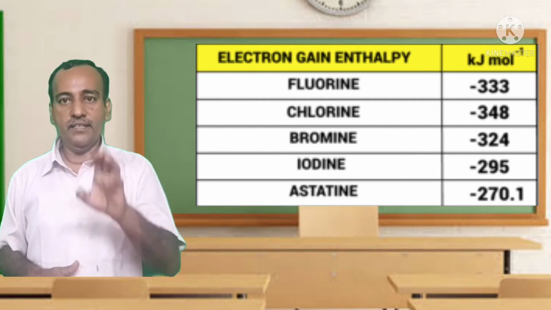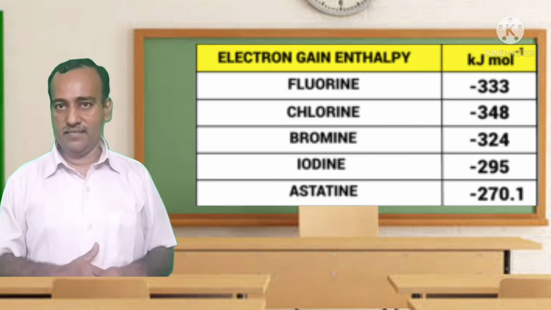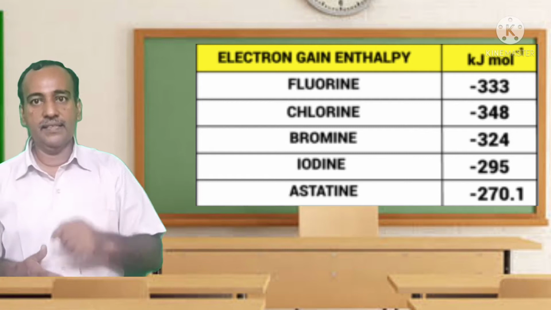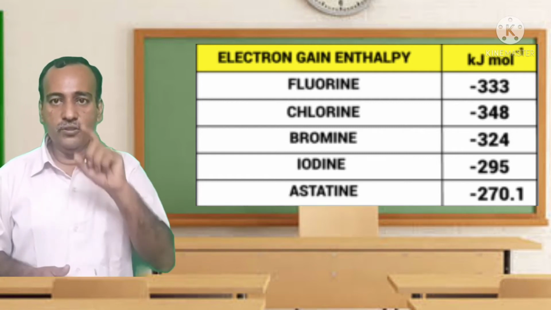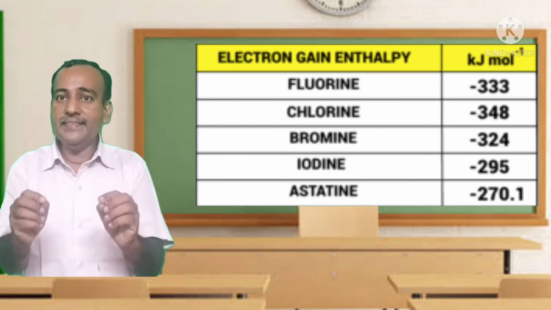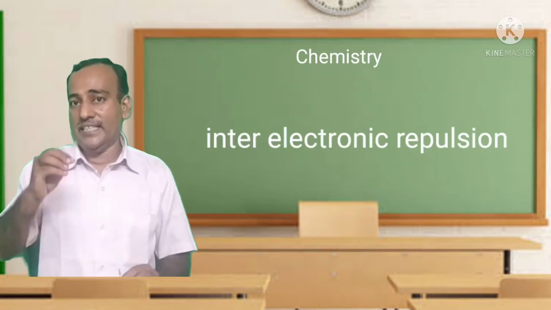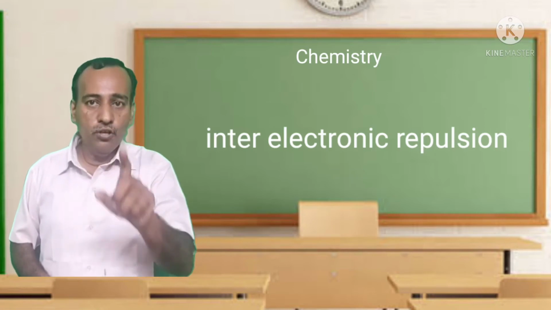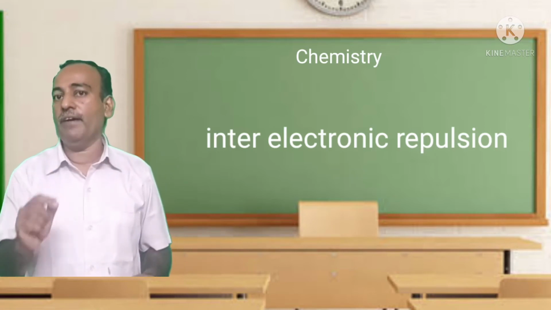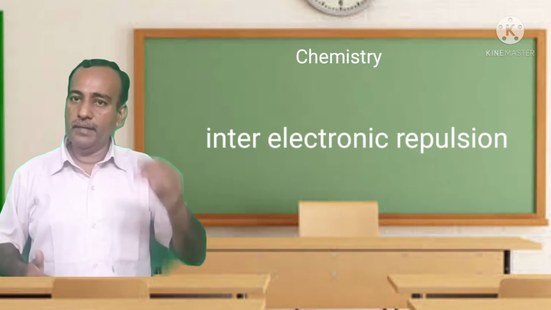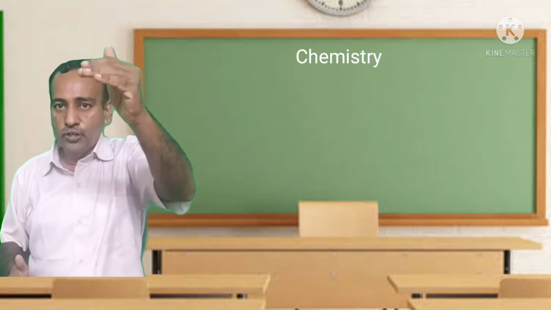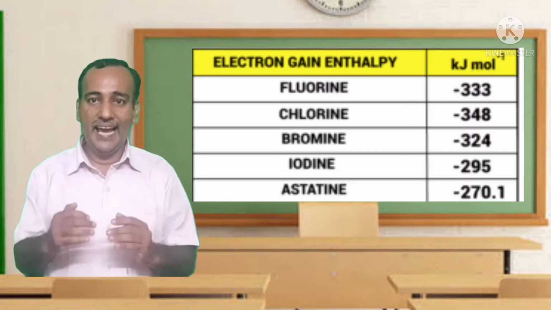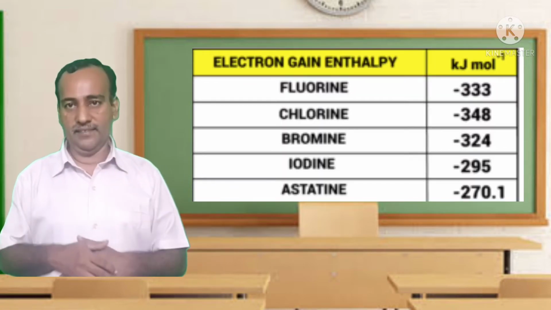This is because fluorine is smaller in size. The small size of fluorine is the main reason for this. Due to the small size, the inter-electronic repulsion in fluorine is very high. That is why fluorine possesses lower electron gain enthalpy value than chlorine. But when we move from chlorine downwards, the electron gain enthalpy gradually decreases.